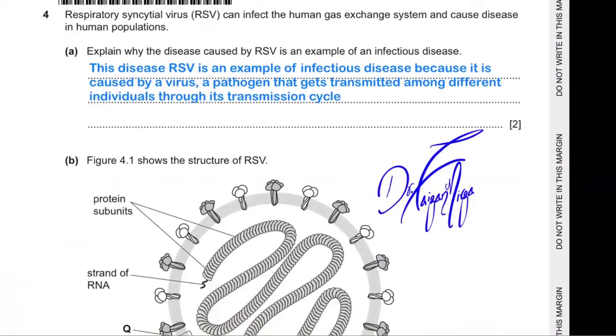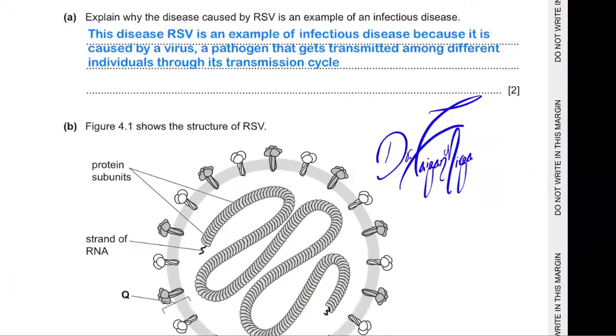RSV is a virus that can infect the human gas exchange system. Explain why this disease caused by RSV is an example of an infectious disease. This disease is caused by a pathogen, and a pathogen gets transmitted among different individuals. So this must have its own transmission cycle. That's why this is an infectious disease.